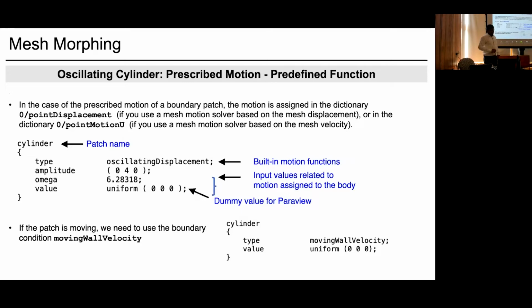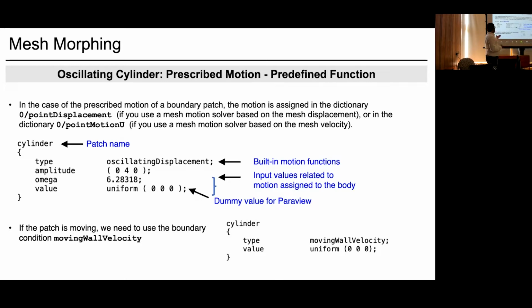So in this particular case, this is an example, as I told, that if I choose displacement Laplacian, I have to define this motion somewhere, right? So where is that dictionary? That dictionary is within the 0 folder where you define initial and boundary condition, and there will be a file called point displacement within which you will define this function.